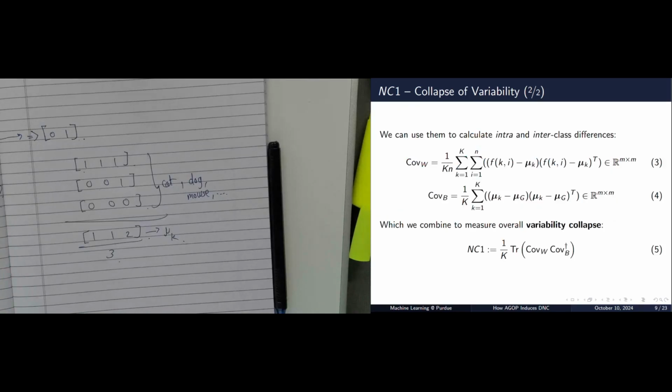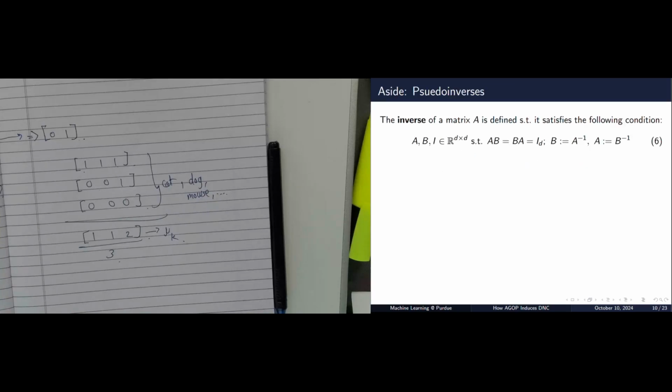Once I have these two, I basically just compute the trace of the pseudo inverse of the covariance between, and that gives me my metric for variability collapse. I'll be talking about pseudo inverse in a second. If I actually have time, I don't know how far we are in. Okay, 8:33. Alright, okay. So, pseudo inverses.